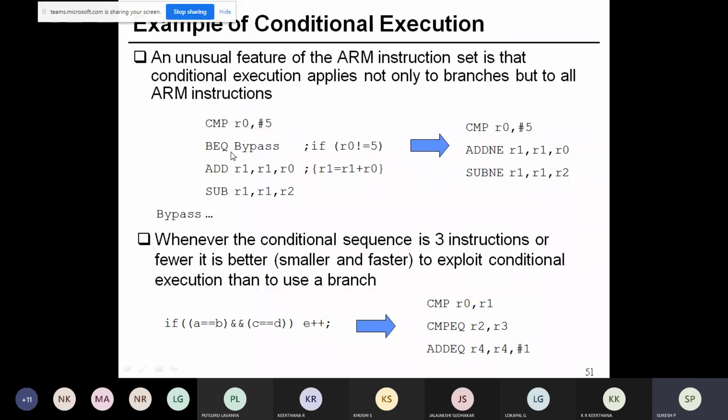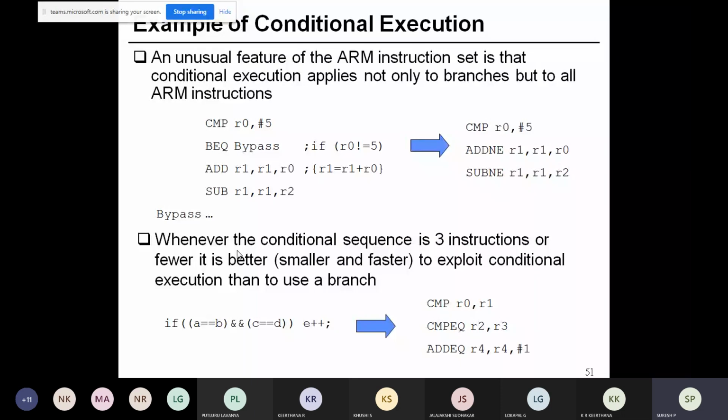If it is not equal, what do I need to do? I will add the contents of R1 and R1 and store the result in R1. Next I'm going to subtract, so this particular instruction is also executed. Then it comes to bypass once again, and the sequence of instructions will start again here. So this is how it will be executed. Now, whenever the conditional sequence is three instructions or fewer, it is better to exploit conditional execution than to use a branch. Sometimes the conditional sequence is three instructions.